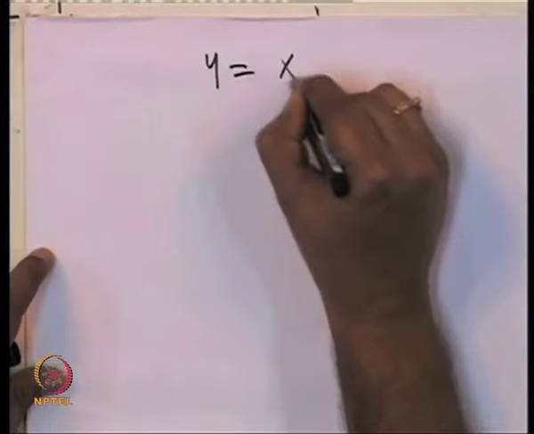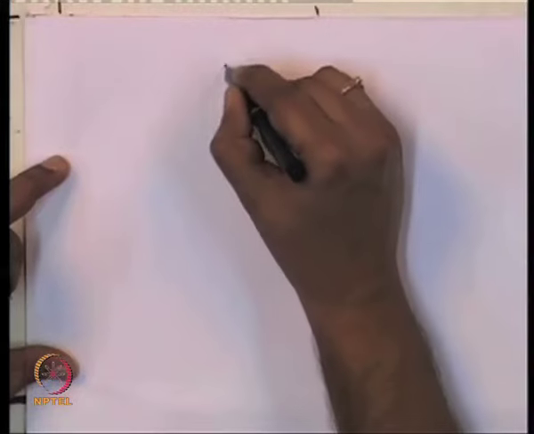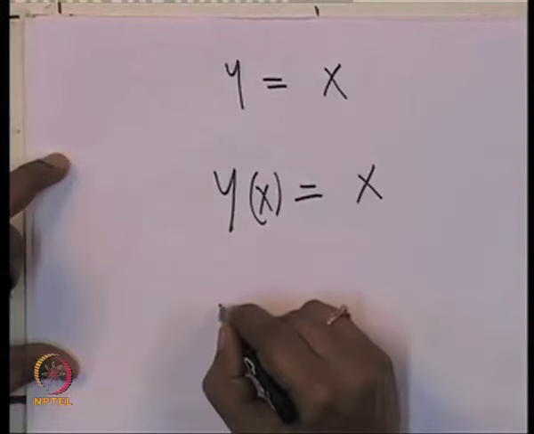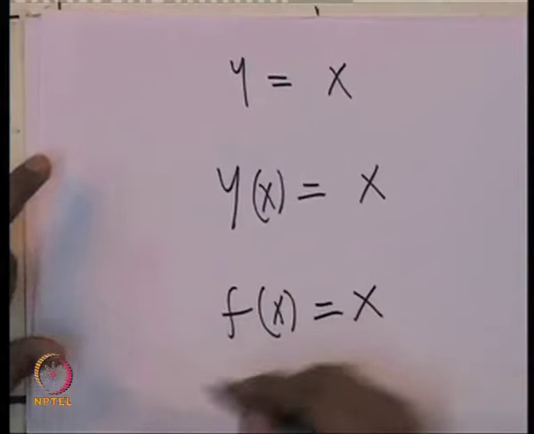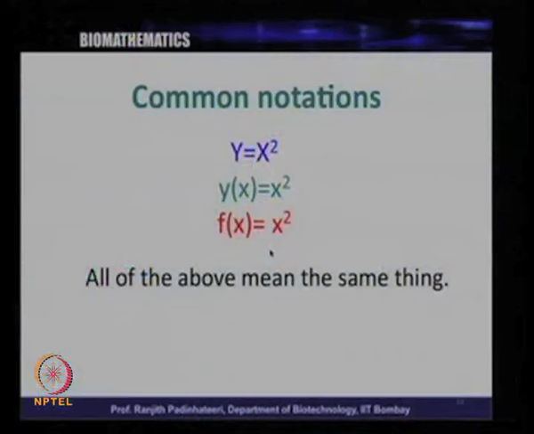Once we understand, as we had seen previously, we represent y equal to x, y equal to x square, we had two functions now, and as we saw previously we represented this in different ways. We represented it as y equal to x, y of x equal to x, and f of x equal to x. Similarly, you can represent in three different ways. Like in some books, you would see y equal to x, y of x equal to x, f of x equal to x. Similarly, in the x square case also, as you see in the slide here, some people would represent y of x equal to x square, f of x equal to x square, but as I said before, all of this means the same thing.